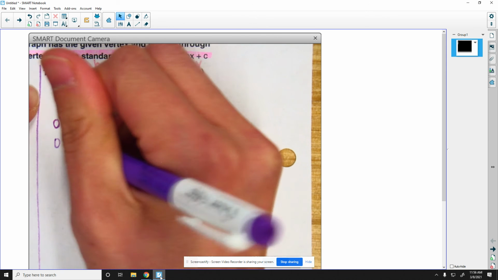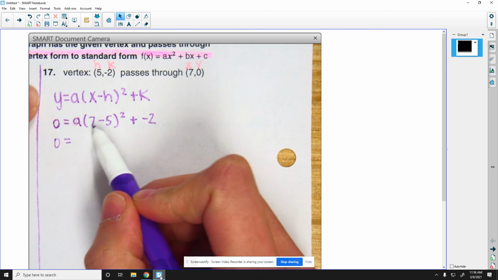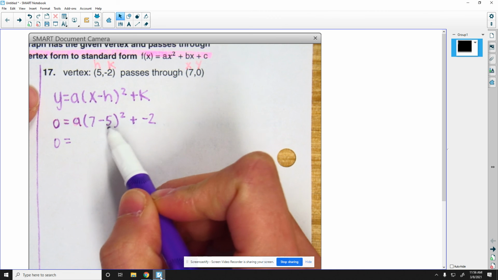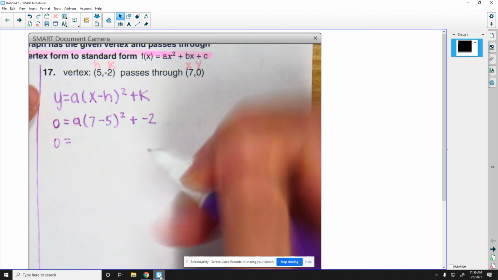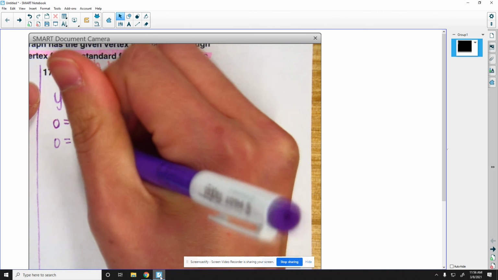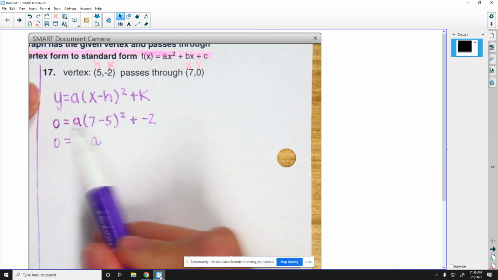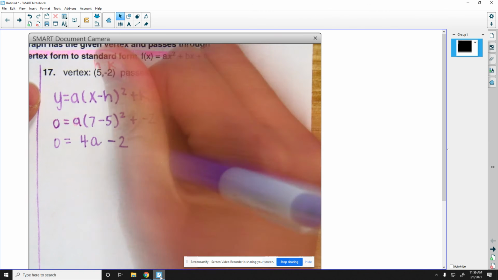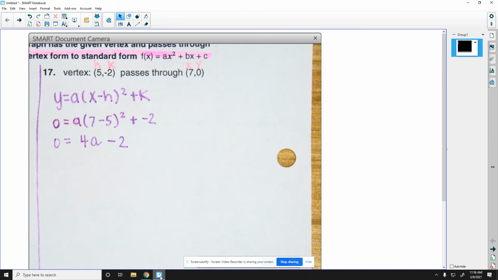So I have 0 equals A times, okay, 7 minus 5 is 2. You can do that in your head. 2 squared is, what is 2 squared, guys? 4. So I have 4A. Do you see how that just becomes 4A? 7 minus 5 is 2. 2 squared is 4. So 4A plus -2 is just -2.